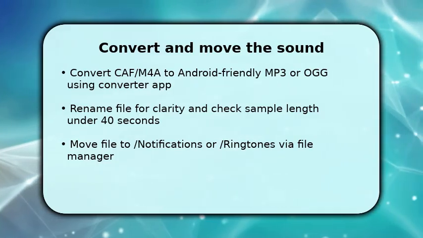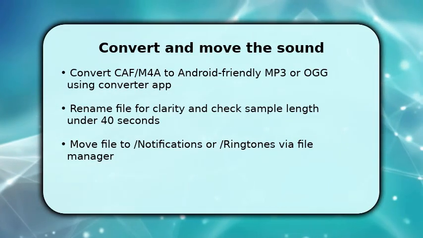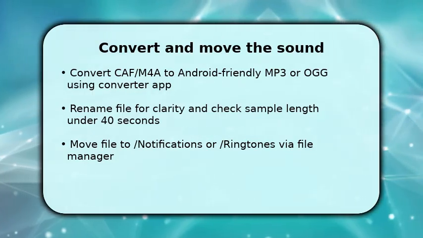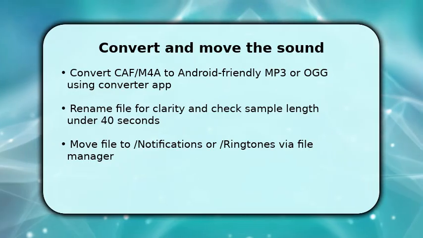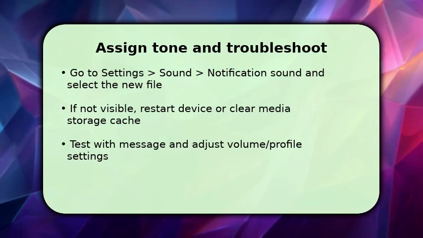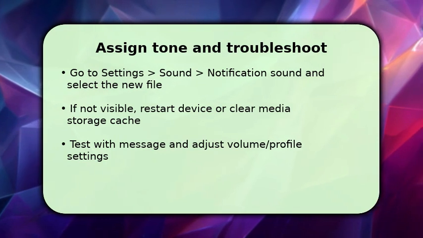Next, open your file manager and move the converted file into the notifications folder or ringtones, depending on whether you want it for alerts or calls. Finally, assign the sound. Open Settings, navigate to Sound then Notification Sound, and pick your new file.